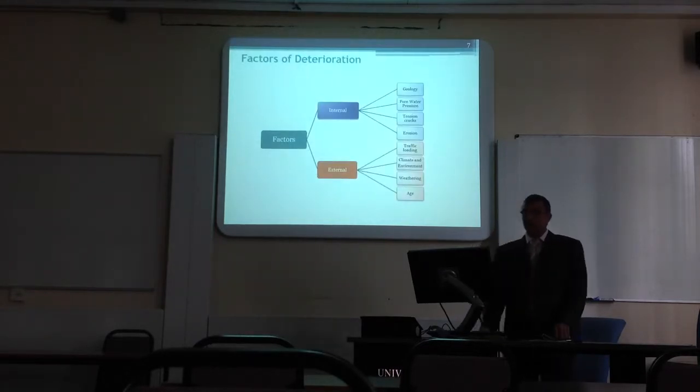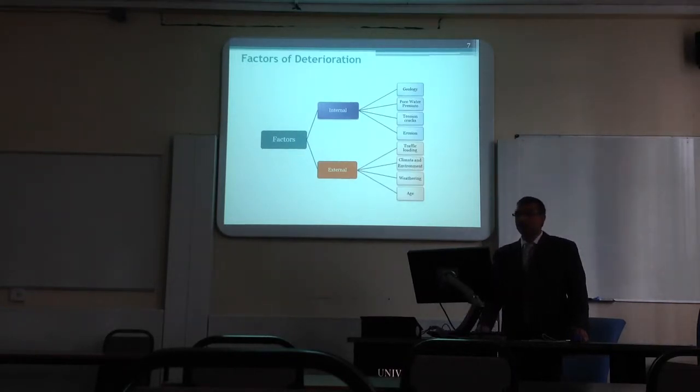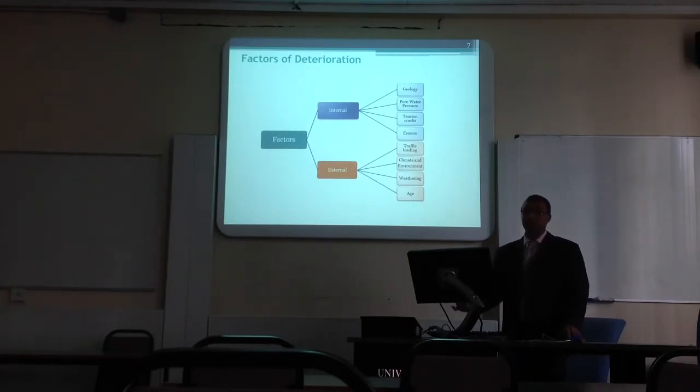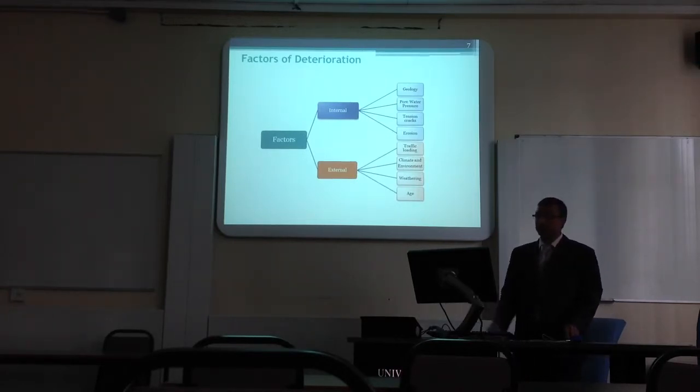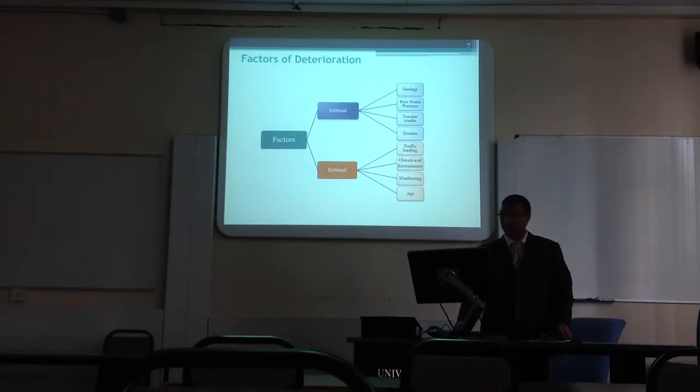Factors of deterioration. So what are the factors basically? There are two kinds of factors, one is internal and the other is external. The internal factors are geology, pore water pressure, tension cracks, erosion, and the external factors are traffic loading. Of course, the embankment is built for traffic, so the traffic loading is external, and climate and environment, which is rainfall and flooding and weathering, and age, of course, with age deterioration occurs.